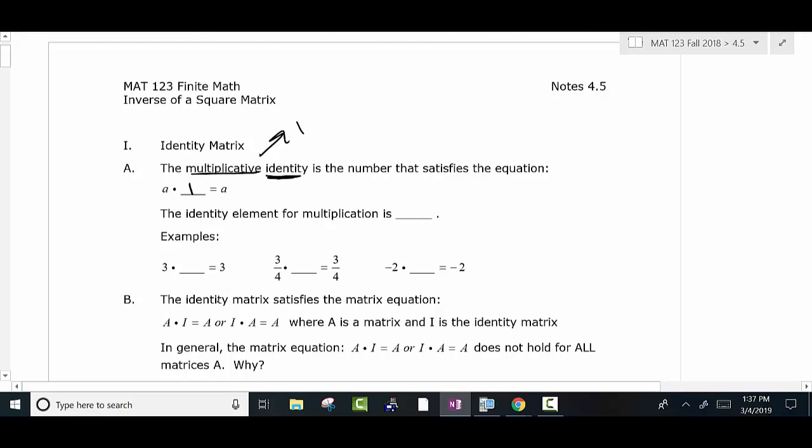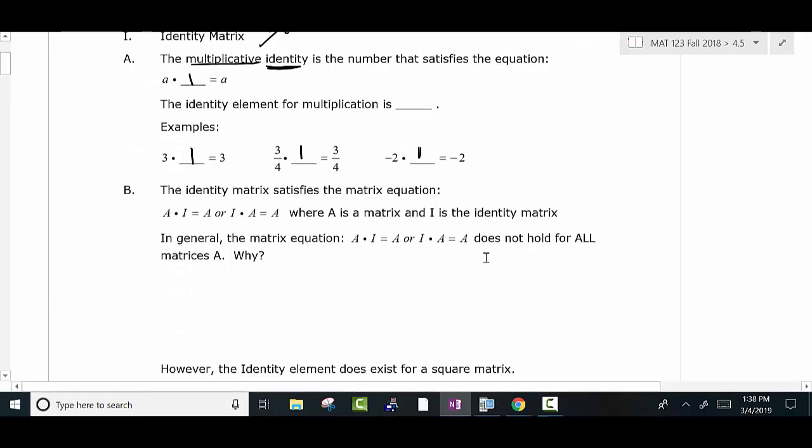Okay? Same thing down here. This is all the same down here. 3 times 1 is 3. 3/4 times 1 is 3/4. Negative 2 times 1 is negative 2. So we call that number 1 the multiplicative identity because it gives back the same identical thing when you multiply by 1. That's the idea.